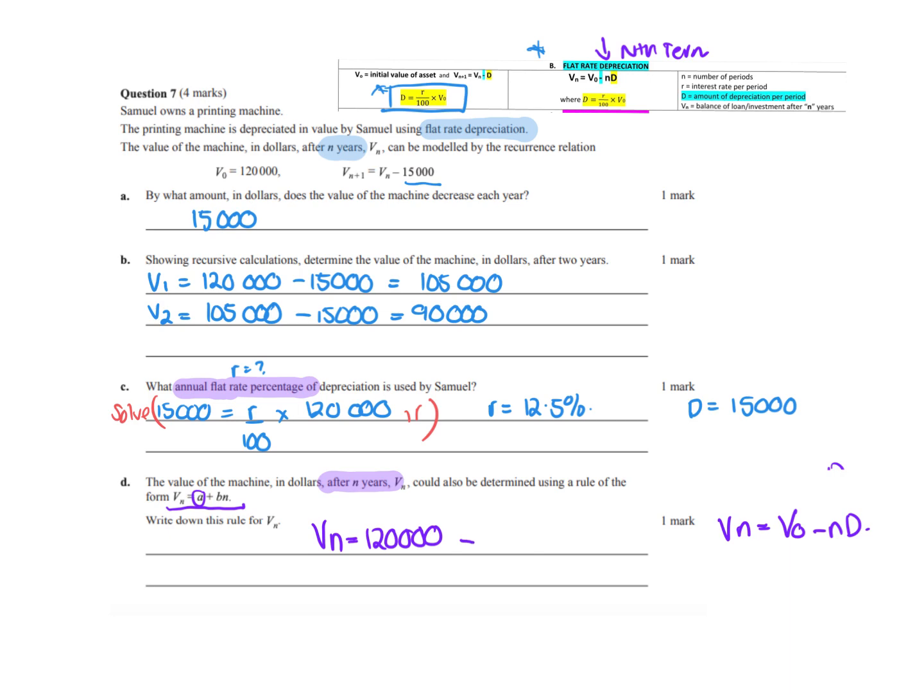Even though they say plus B, it's not plus B, it's minus. We're depreciating, so we're going to say minus. And how much was it minusing every year? So we write 15,000 N. Okay, so there's our N.